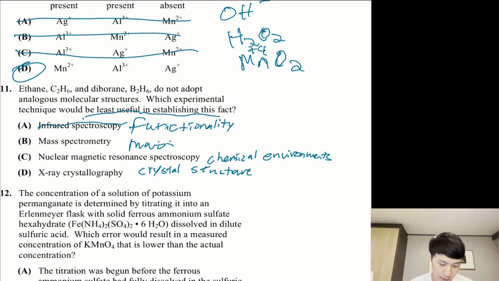C, NMR, telling us the chemical environments. If we know the chemical environments of each of the atoms, we can figure out what's next to it in space. So this is going to help us with the structure, and that's incorrect. And D, telling us the crystal structure is obviously going to help us with figuring out what the molecular structure is. So D is incorrect, and B is our answer.